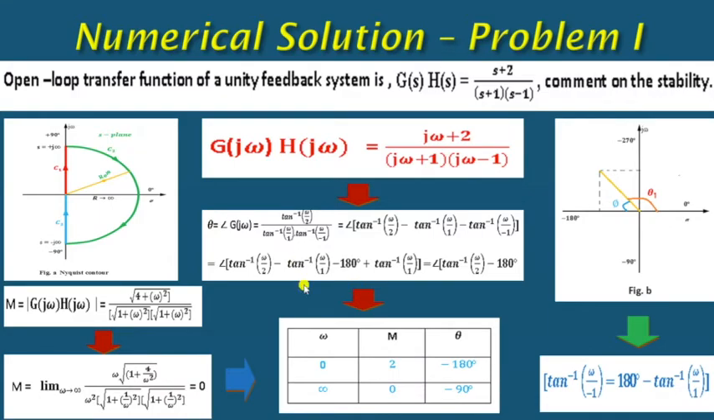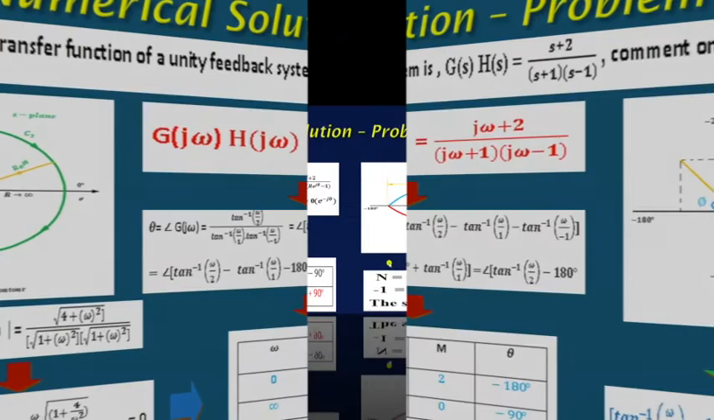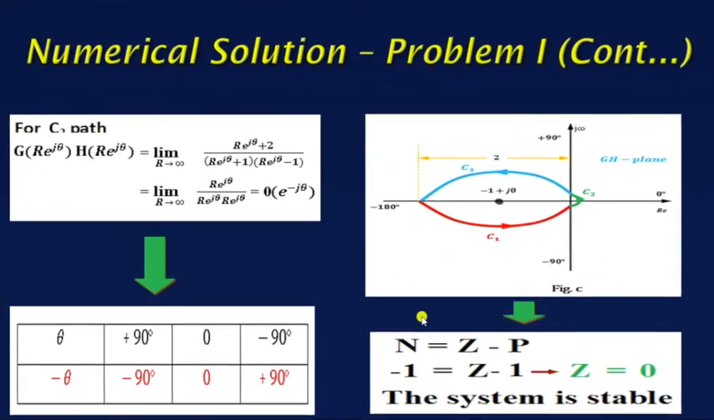Then plot the C1 path in the GSHS plane. Then draw the C1 path. This magnitude is 2 and the angle is minus 180, and this is the starting point. And the end point has magnitude 0 and angle minus 90. So for the C1 path, this is the starting point and this is the ending point. This is minus 90.